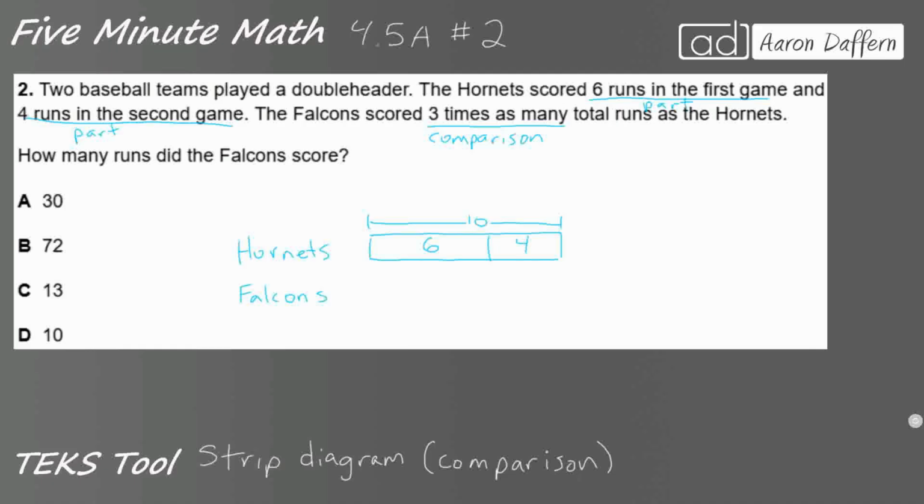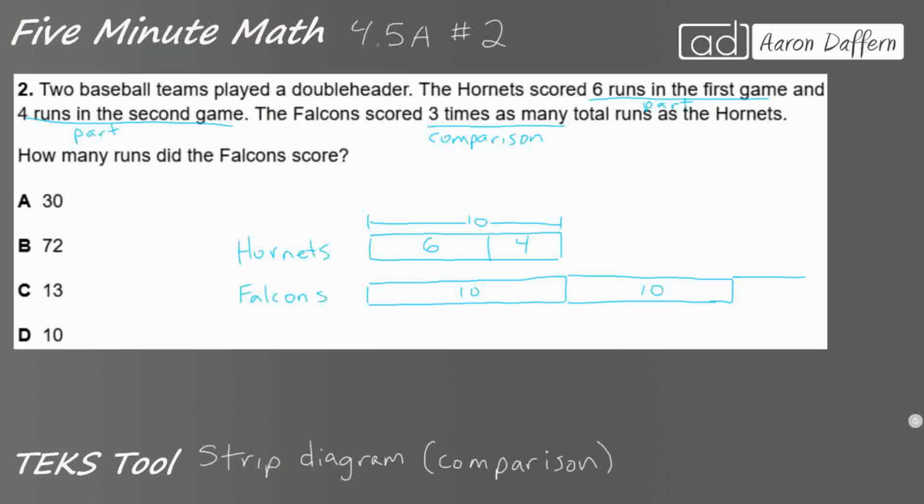Well, with our strip diagram, let's visualize the Hornets as just 1 unit, because now we're dealing with total runs. So they've got 1 unit, and if the Falcons scored as many as the Hornets, they would score 10 runs, because that's how many the Hornets did. If the Falcons scored 2 times as many, they would score 20 runs, because you notice how I took that 10 and doubled it. The Falcons scored 3 times as many.